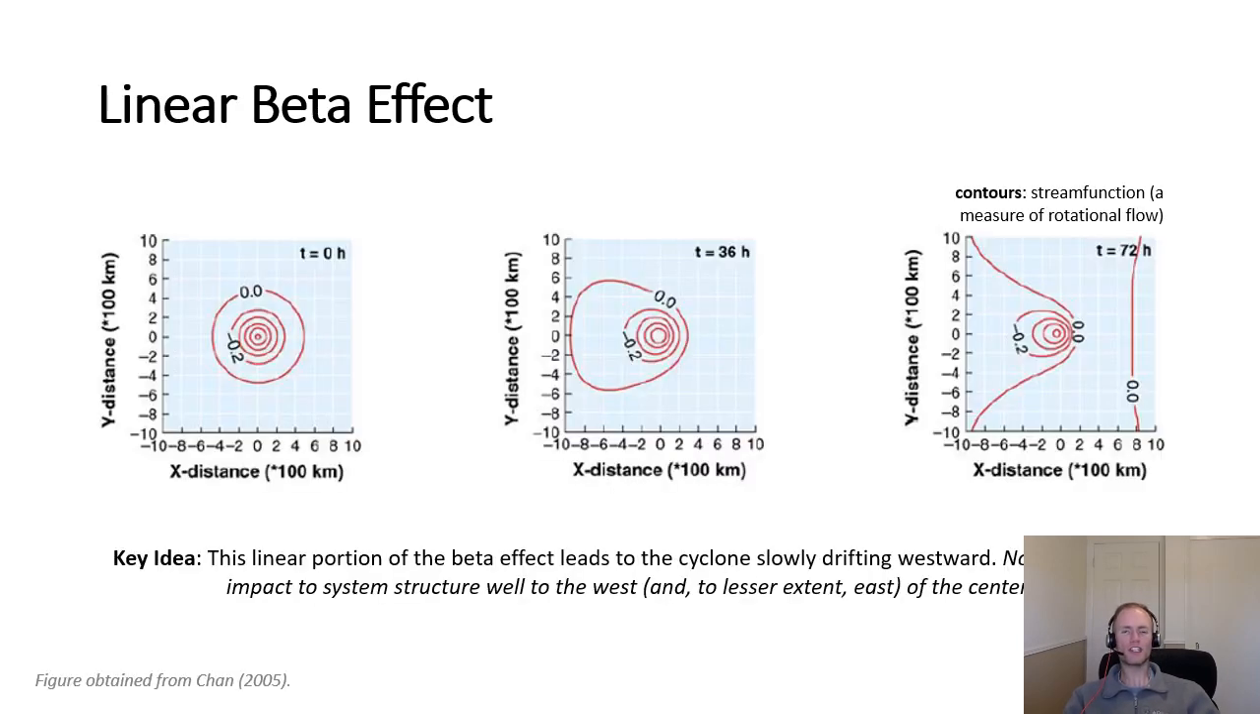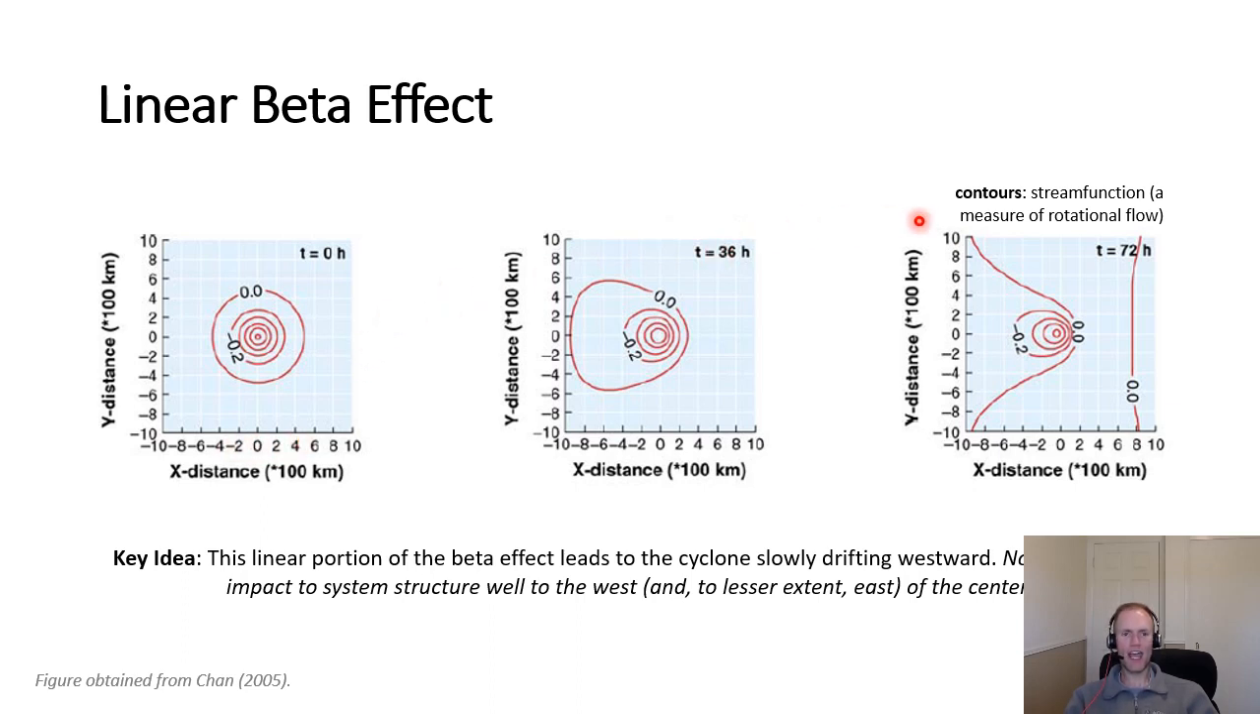So we can put this into a numerical model and look at how this actually causes the cyclone to move. We start off here at t equals 0, and the red contours here are measuring a quantity called stream function, a measure of rotational flow. They get more negative as you go in there for the cyclonic flow that we see in this particular example. And these are concentric circles here at the initial time, centered at 0, 0 on the x-axis and the y-axis. The distance between every adjacent point on each axis is 200 kilometers.